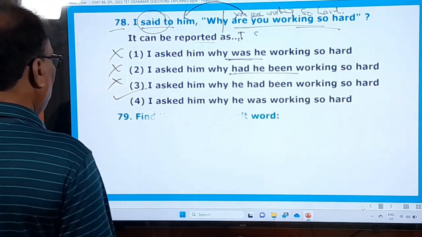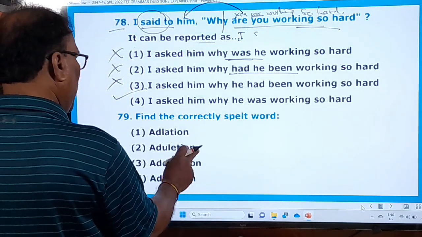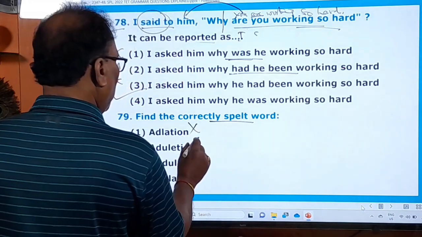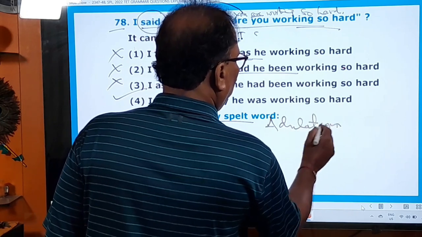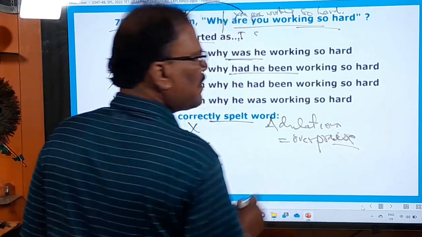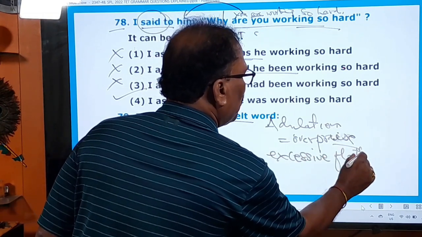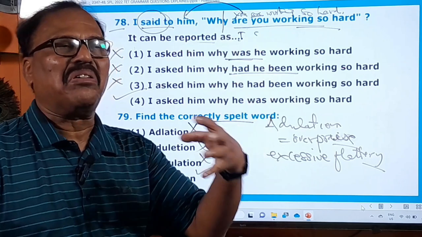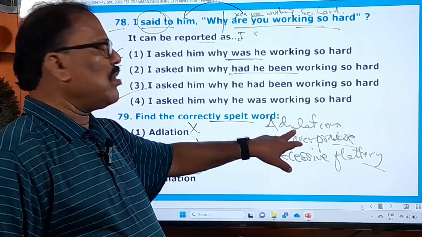Right. And now 79th one. Find the correctly spelled word. So the correctly spelled word is there. Adulation. So this is adulation. He is talking about adulation. This is wrong. This one is only wrong. Adulation means what? Adulation means overpraise. Excessive flattery. Generally, the cinema actors will get adulation. Sir, your action is wonderful, sir. Oh, awesome, sir. This, sir, that, sir. You are overpraising him. That overpraise is called adulation.